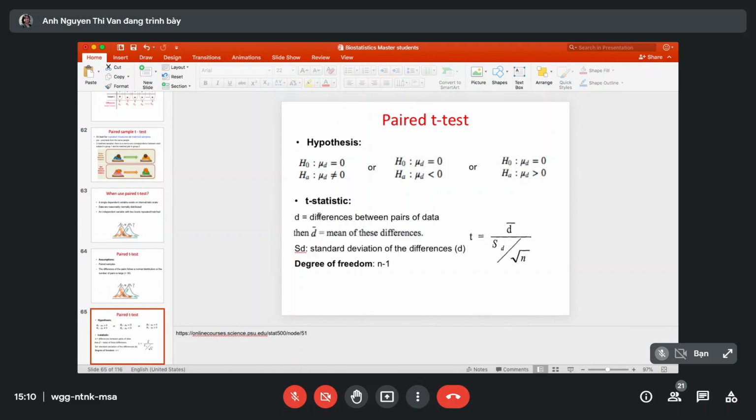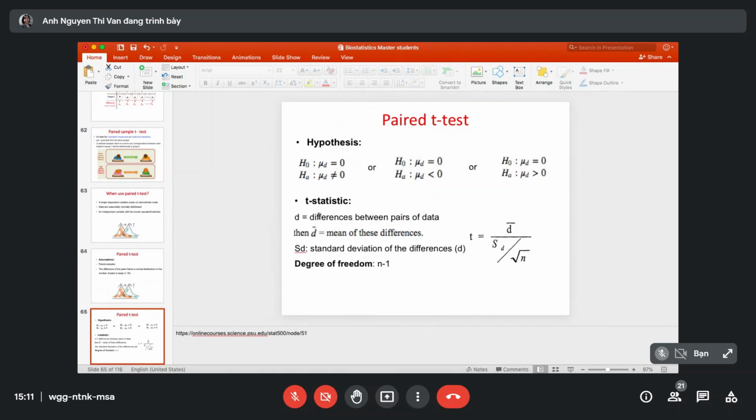Yes, that's correct. D is the difference, right? The data set you are working on is the data set of the difference between the pairs of data, and μD is the mean. From that data set, you will calculate the mean, and we are going to compare whether this mean is different from 0 or not, so we can conclude whether the two samples are different from each other or not. So based on the question, μD could be different from 0, or μD less than 0, or μD higher than 0. It's based on what we want to conclude.